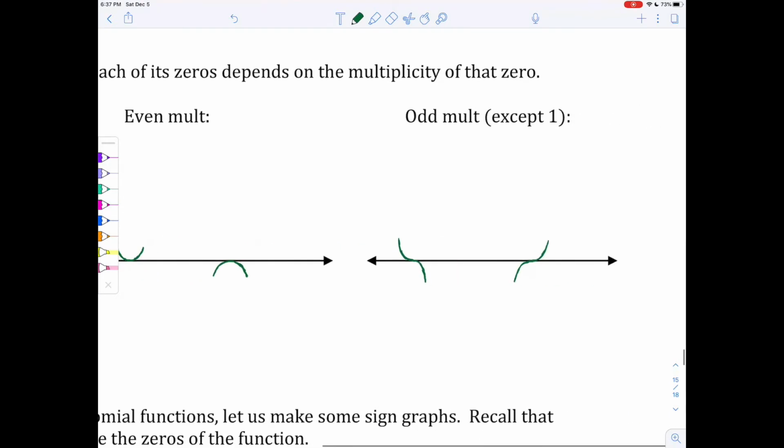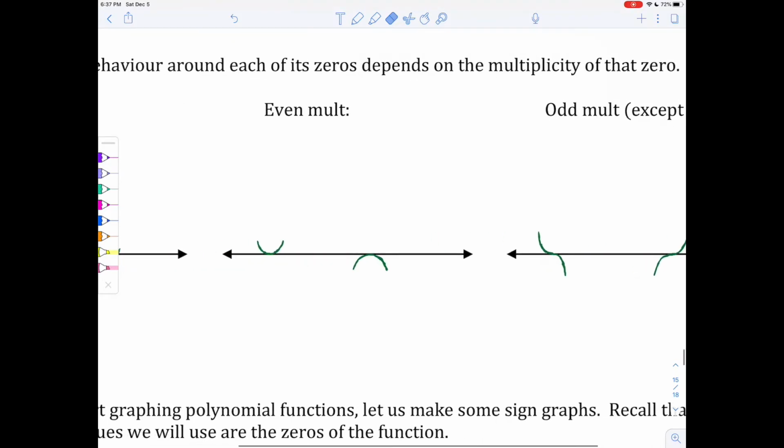Same over here, negative to positive or positive to negative. One of those, try again. Positive to negative or negative to positive. So that will happen, and it will change sign over that 0. But if it's even, it'll go from positive to positive, that looks like a smiley face, or negative to negative. So it won't change sign over an even multiplicity, but it will over an odd.